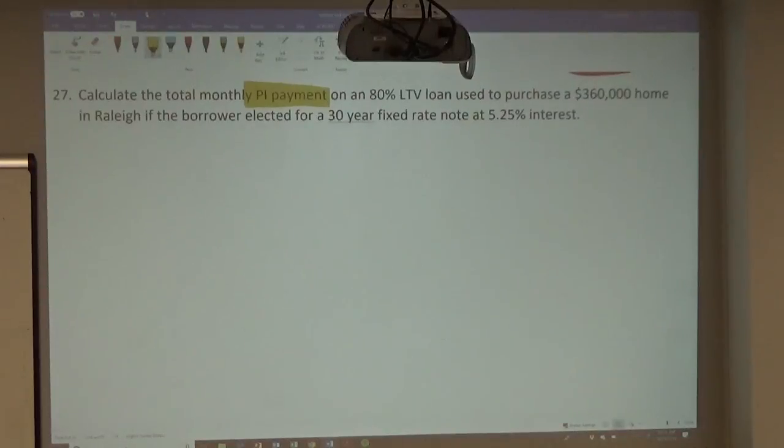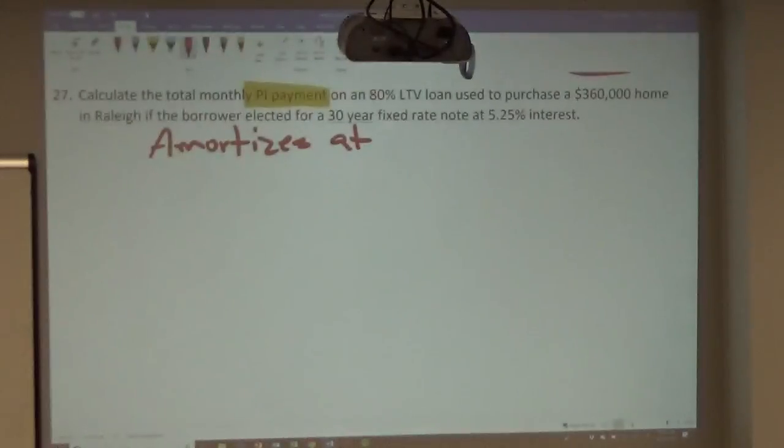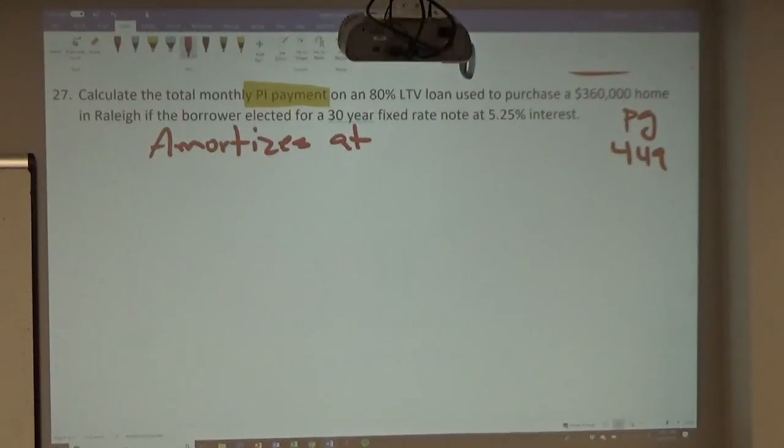Well, for a PI payment, you got to have an amortization factor. We need to know what that loan amortizes at. So it amortizes at, and then we go to our chart on page 449 in your textbook, and we're going to look at 30 years, the 30-year column, and we're going to look at that 5.25% interest rate. So when you find the 30-year column and you find the 5 1/4 interest rate, grab myself a piece of paper here so I can line it up. It's the hardest thing, is to line it up so I can see what I'm doing.